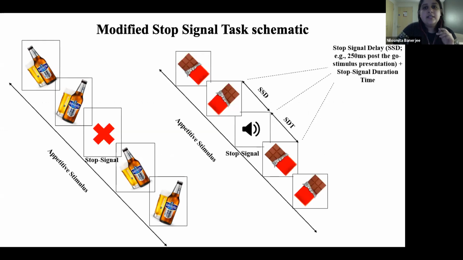So this is a schematic which shows that it is exactly the same. The task is not different in its structure. The only thing that changes perhaps is the stimuli that is used. Instead of the neutral stimuli, they've used the appetitive stimuli. In this case, we've shown chocolates. This schematic is picked from a paradigm which was used in some actual experimental psychology studies.